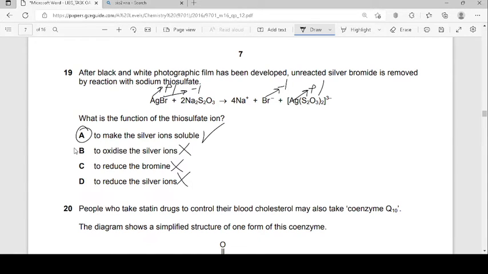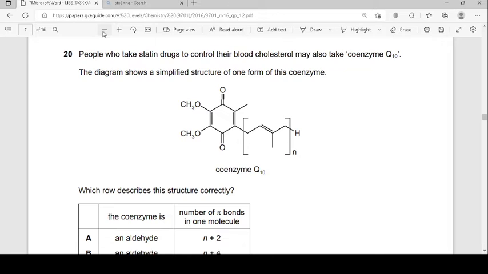Done. To make the silver ion soluble, because I used elimination to find out that these three are wrong, so that means my answer must be to make the silver ions soluble. And if you see here, silver bromide, we know from our practicals, hopefully you guys have done some paper 3 by now, that AgBr is a precipitated solid, and then over here you have Ag(S2O3)2 3-, which I can just assume to be a soluble thing, right? It seems like a soluble thing to me, so that means to make the silver ion soluble seems to be the right option. Okay, question number 20. Yeah, we're at organic chemistry, pretty nice.